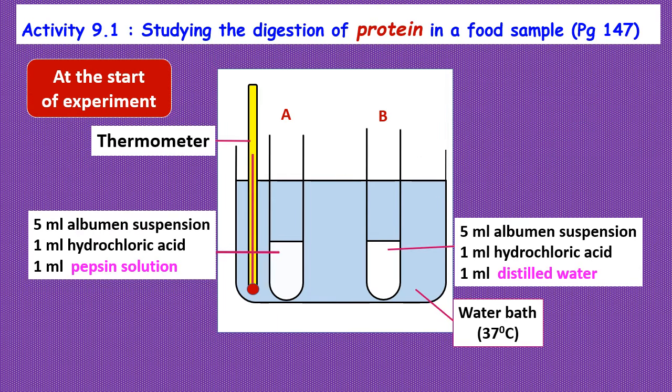So this is the apparatus setup. We have a water bath at the temperature of 37 degrees Celsius, which is the optimum temperature for the fastest enzymatic reaction. In test tube A, we have albumin suspension, hydrochloric acid, and pepsin solution. So pepsin is the enzyme here. Then in test tube B, there is no pepsin solution. The rest of the contents are the same, but instead the pepsin is replaced with distilled water. So there's no enzyme in test tube B.